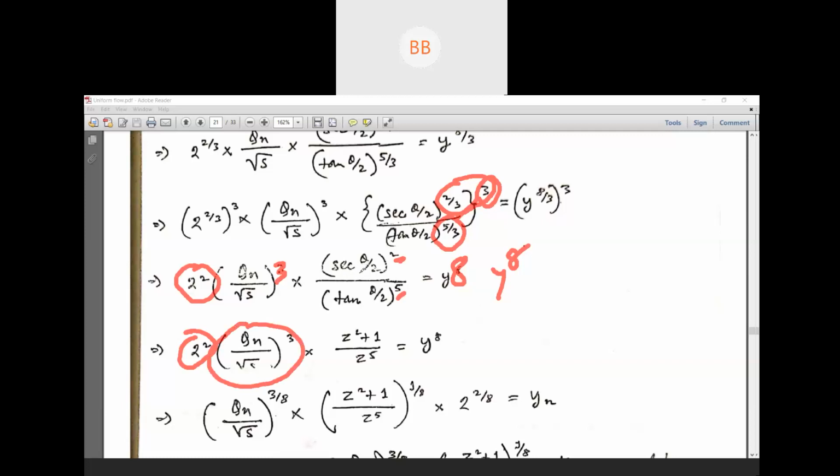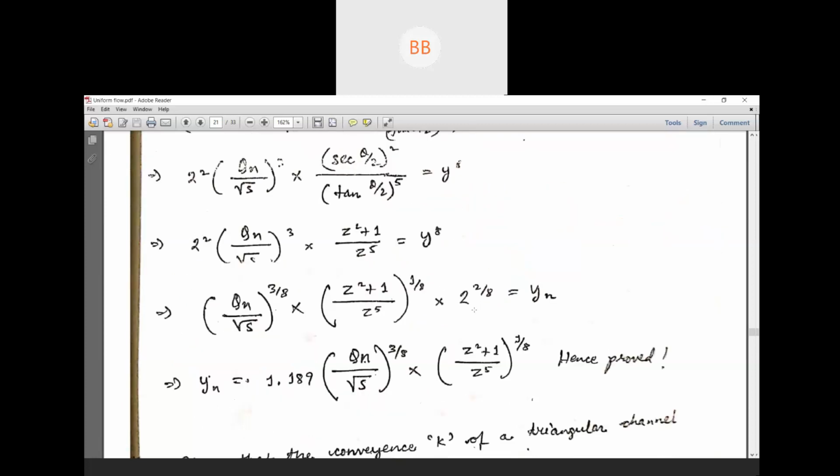And then here, tan theta by 2, we substitute z. And sec theta by 2 also, whatever we have calculated, we substitute here. And this will remain the same. So you further solve, you will get this expression.